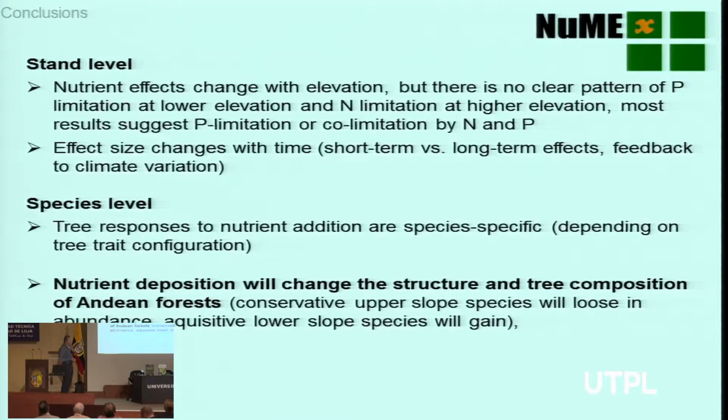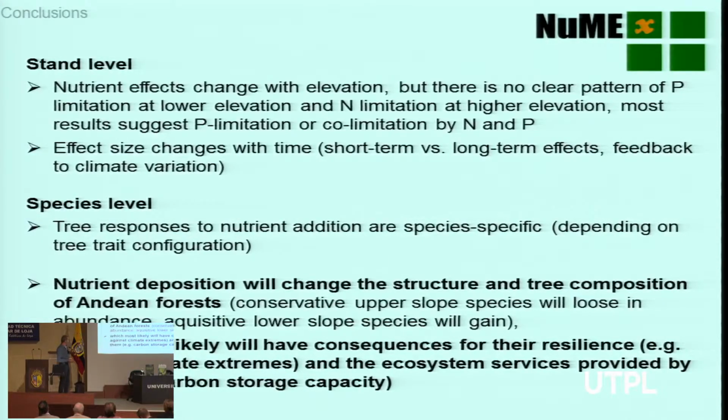And so in the future, probably nutrient deposition will change the structure and tree composition of Andean forests. So more conservative upper slope species will lose in competition and in abundance, and other species, acquisitive lower slope species, will gain and will become more common in these places. So that will most likely also have consequences for the resilience of these ecosystems against climate extremes, and also on the ecosystem functioning, the ecosystem services provided by these forests.